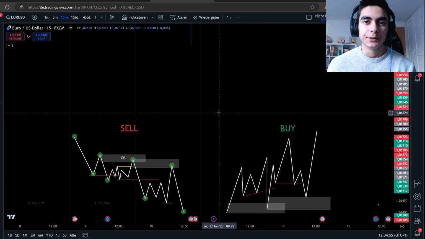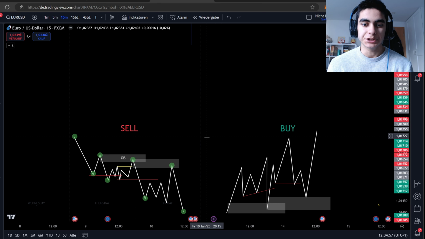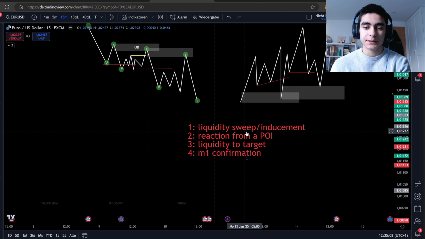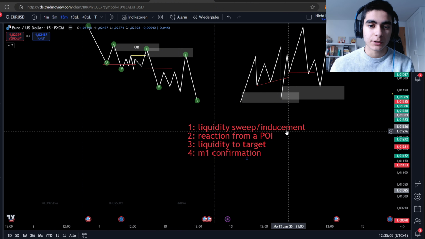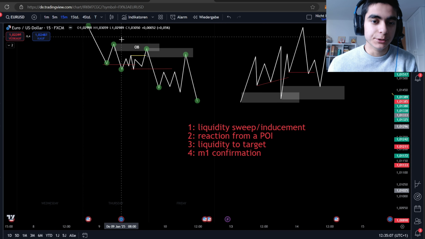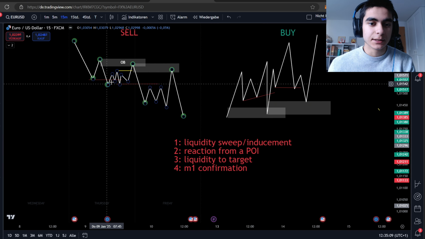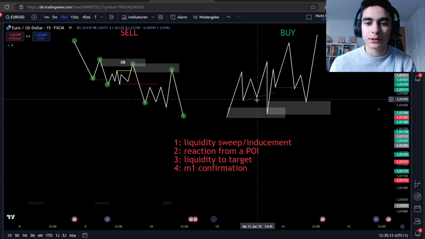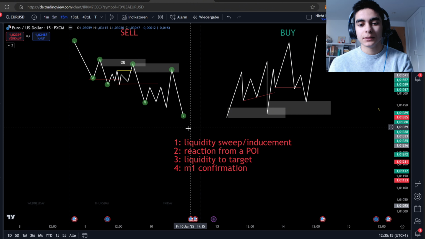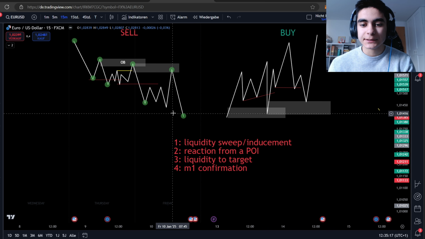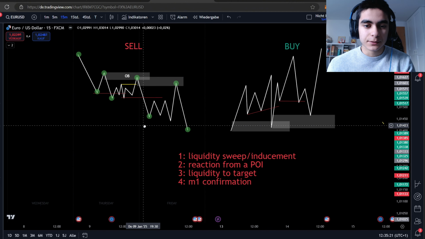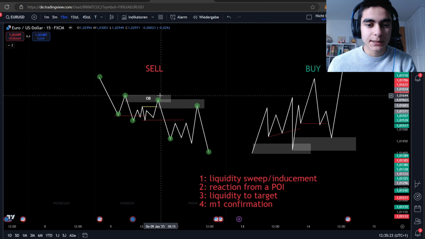So let me show you the exact criteria for the strategy. First point is that liquidity must be swept, or you can call it an inducement, just like here. We swept that accumulation or this trend line. Second point is we need to have a reaction out of the point of interest, for example this order block.